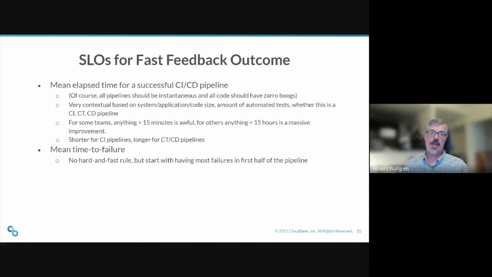And then, mean time to failure. Again, there's no hard and fast rule here, or no hard and fast objective to drive for. So maybe start with, let's make sure that most of our failures are happening in the first half of the pipeline. And the reason for this is really around testing, right? So, if you think of the image of the test pyramid, you want to have most of your tests be unit tests because they run fast. They don't need a lot of infrastructure to run. In fact, they really need no infrastructure other than the CPU and the code to run. And then you have some integration tests and fewer system tests.